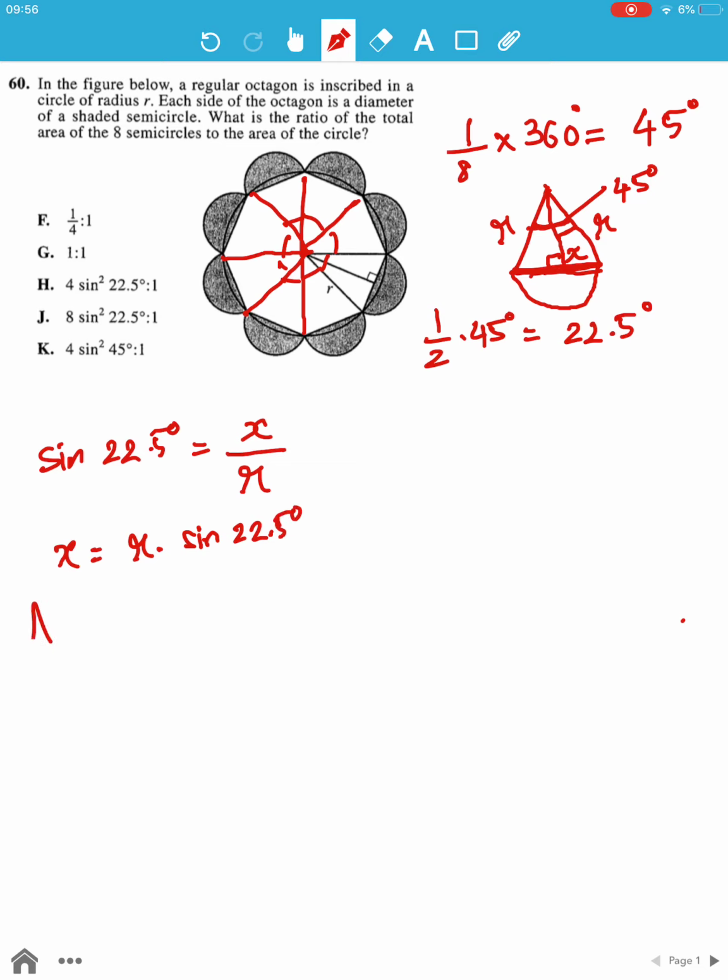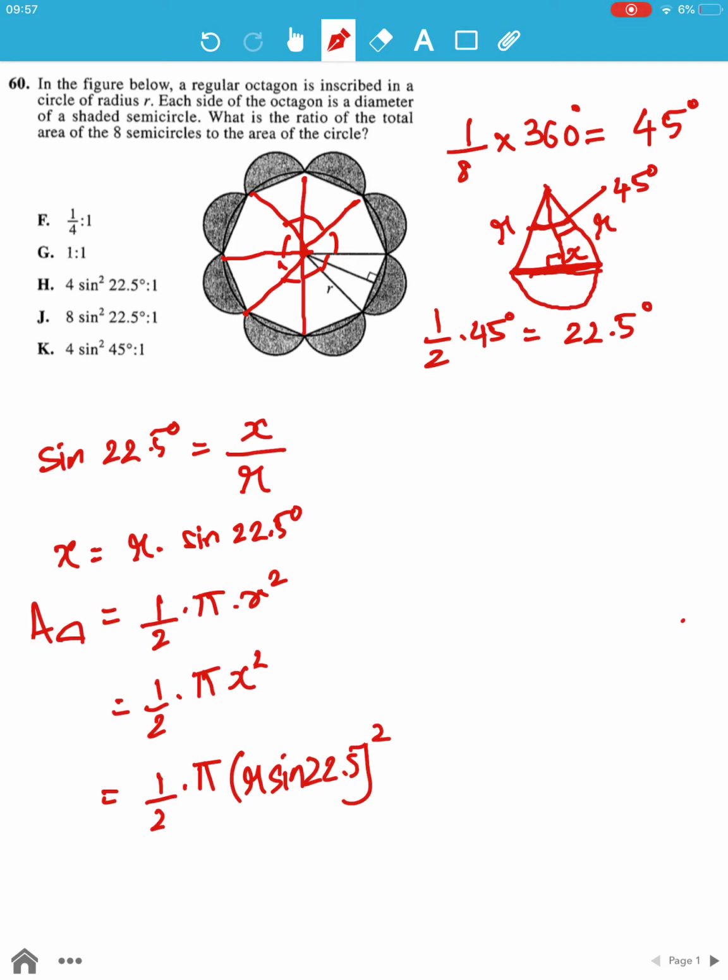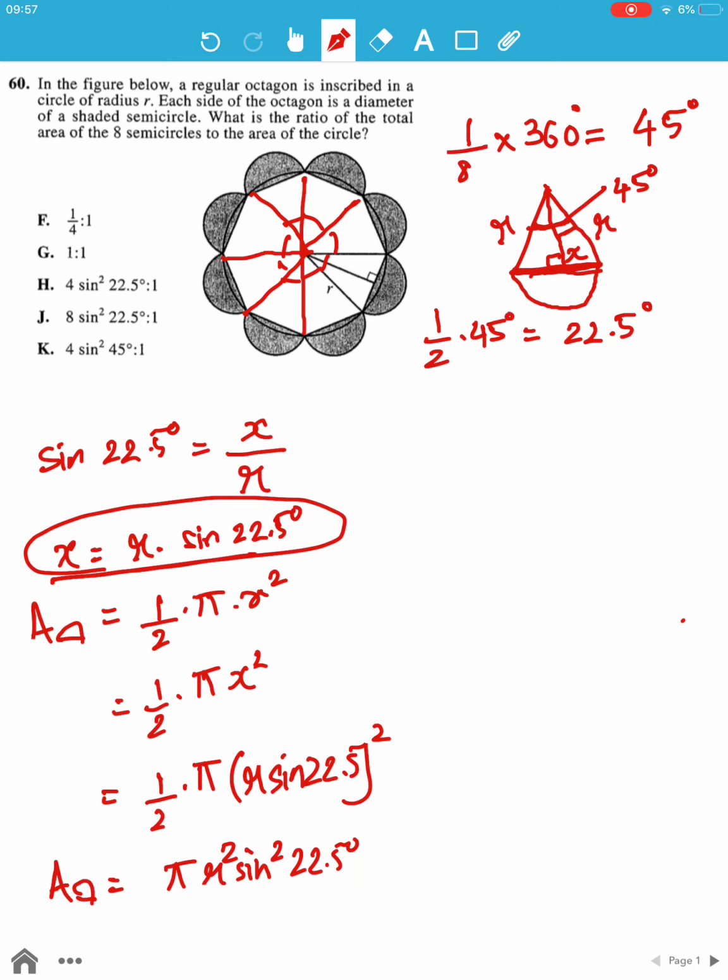Now we find the area of the semicircle, which is equal to half pi r square. Here r represents the radius of the semicircle, so half times pi x square. We can rewrite this as half times pi times (r sine 22.5) the whole square, since x is equal to r sine 22.5. So the area of the semicircle is equal to pi r square sine square 22.5 degrees over 2.